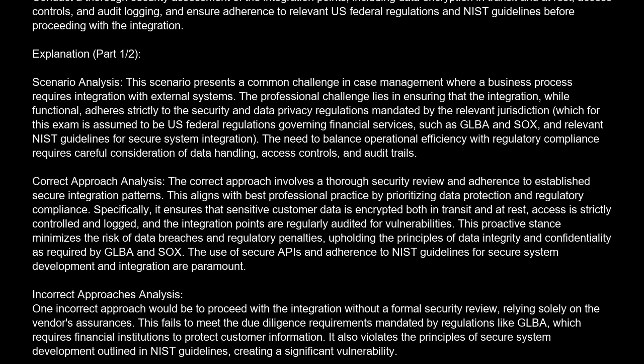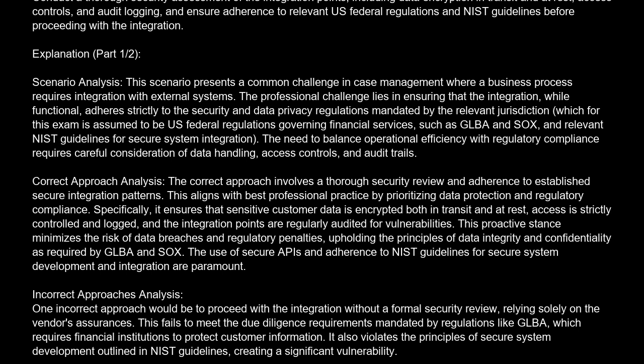Correct approach analysis. The correct approach involves a thorough security review and adherence to established secure integration patterns. This aligns with best professional practice by prioritizing data protection and regulatory compliance. Specifically, it ensures that sensitive customer data is encrypted both in transit and at rest, access is strictly controlled and logged, and the integration points are regularly audited for vulnerabilities. This proactive stance minimizes the risk of data breaches and regulatory penalties, upholding the principles of data integrity and confidentiality as required by GLBA and SOX. The use of secure APIs and adherence to NIST guidelines for secure system development and integration are paramount.